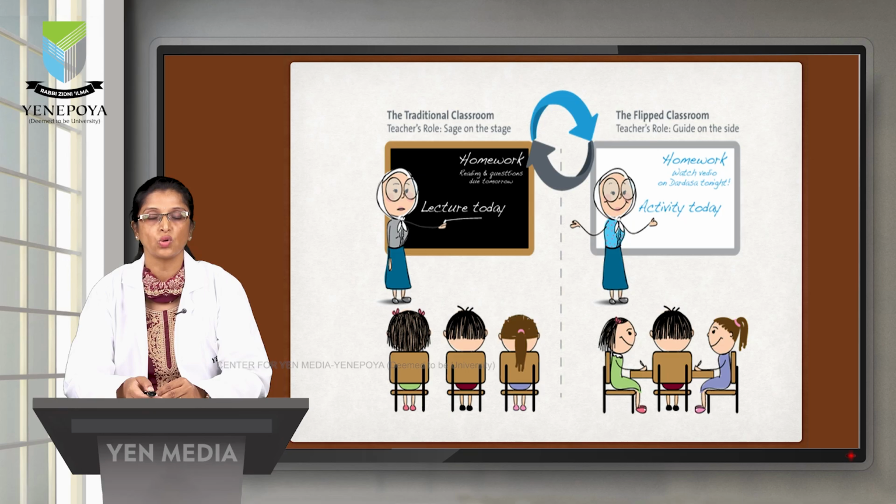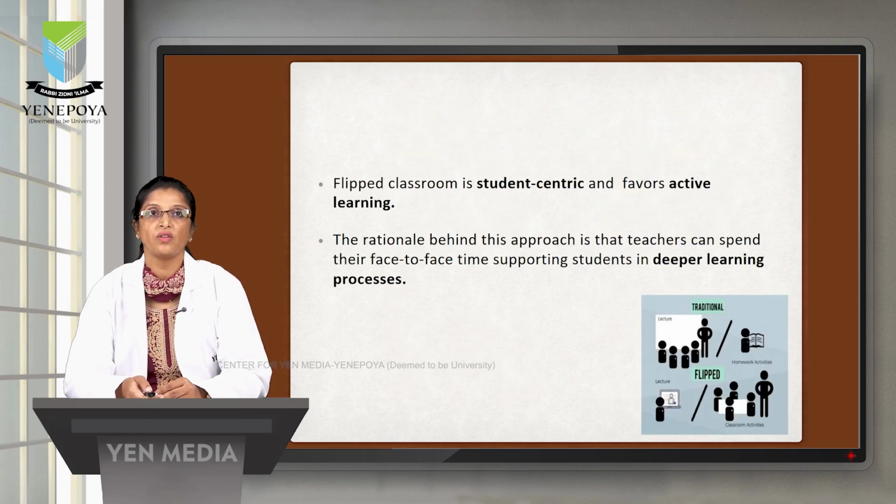But here in the flipped classroom, the reading material is shared with the students so they come prepared to the class, and in the class they are actively engaged in solving the problems given to them. Now the teacher acts as a facilitator or a guide, standing at the side, helping them to understand these concepts. It is a more student-centric method where active learning is occurring. The main rationale behind this approach is that the teacher can now spend face-to-face time supporting the students in a deeper learning process.